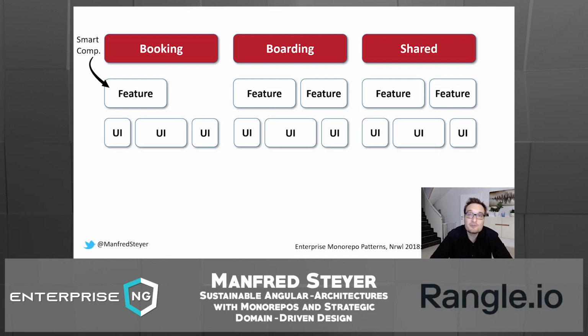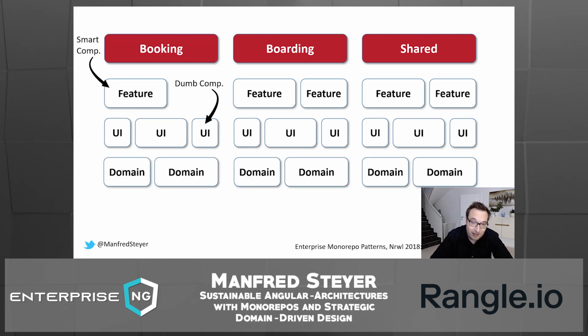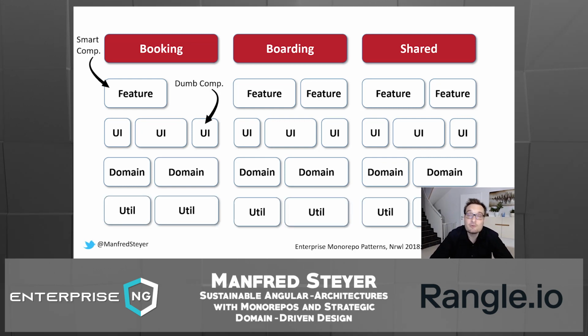That's why we have UI libraries with dumb components. They are reusable. Think about a date time picker. You can reuse it within each and every use case dealing somehow with dates. The next kind of library is the domain library. It contains your domain model, your client-side data model, and also services operating upon it. And then we have the utility layer, having utility functions and services, for instance, for authentication or for logging.